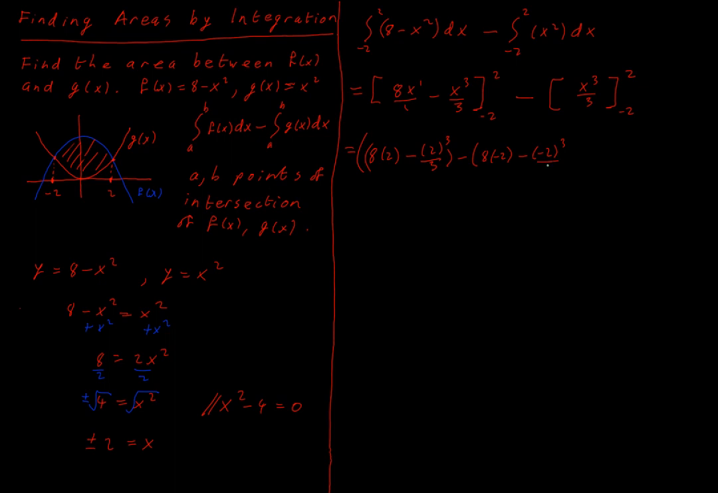Be careful. Your intuition for squaring something that it's going to become positive could cause problems here. So the minus 2 cubed is going to be minus 8. So just be careful of that. It's an easy mistake to make when we're so used to squaring things.